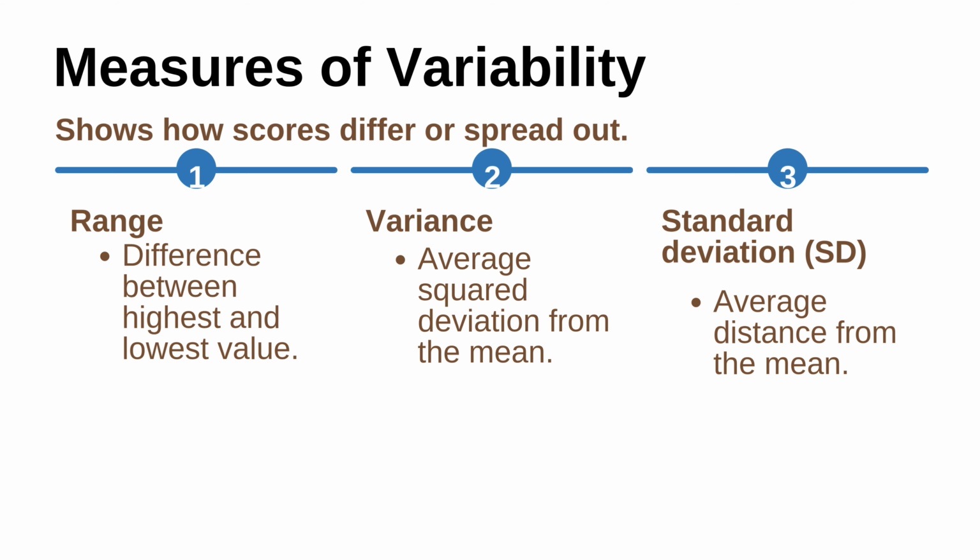Then we have the variance. The variance is the average of the squared deviations from the mean. It shows how much these values differ. Then we have the standard deviation. This is the average distance from the mean. This is widely used in research because it is in the same units as the data. For instance, a smaller standard deviation in patient recovery times means the outcomes are more consistent across participants.